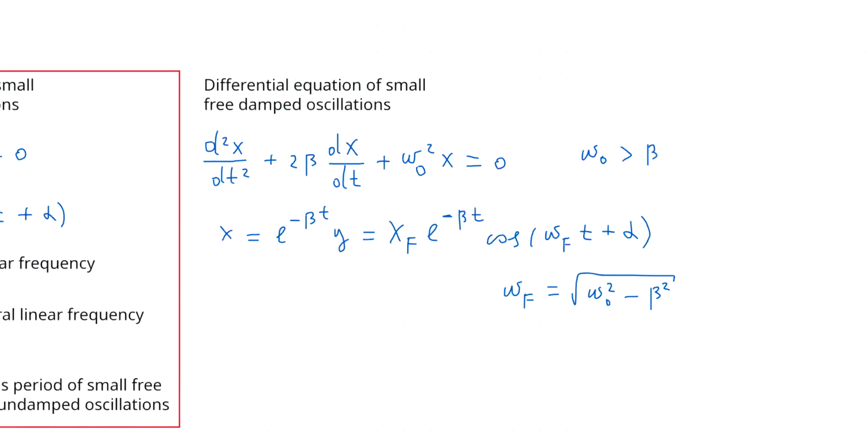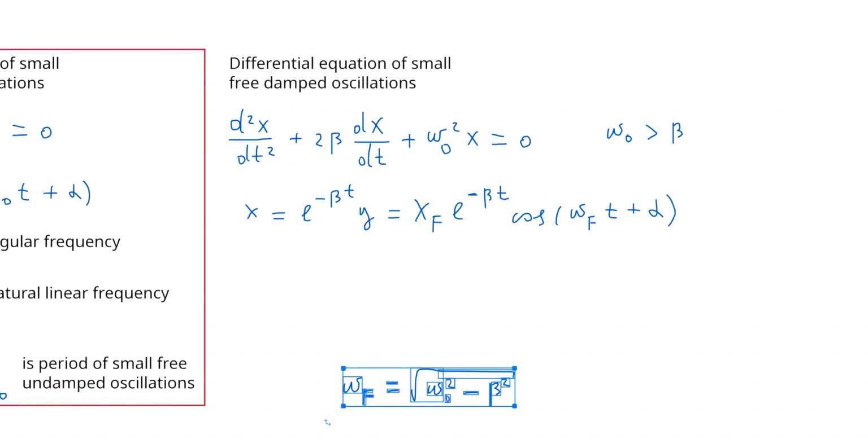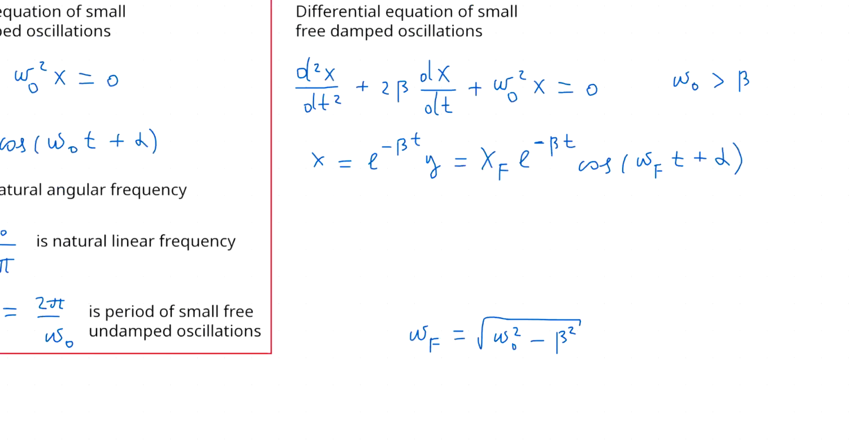of the differential equation of small free damped oscillations. We have found its solution. Okay, and beta is the damping coefficient.